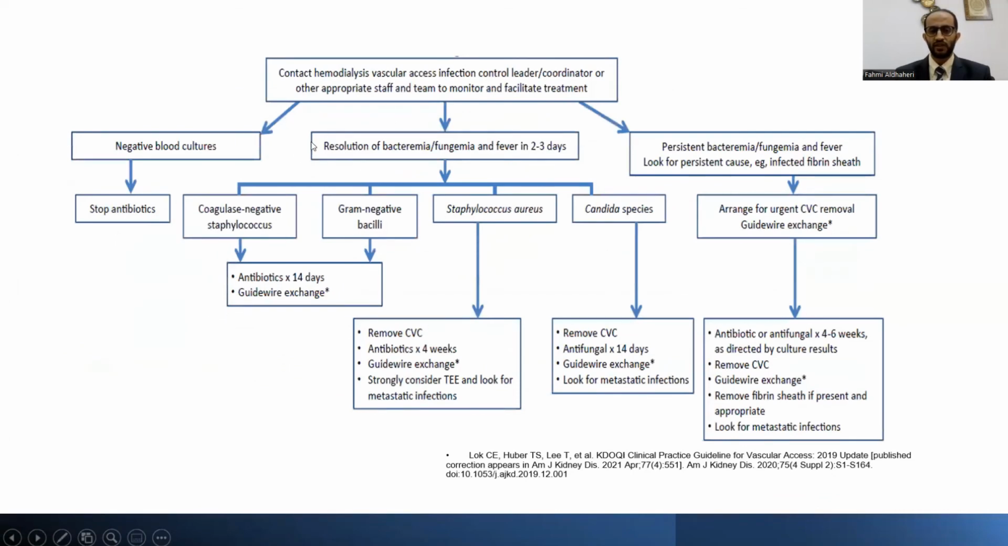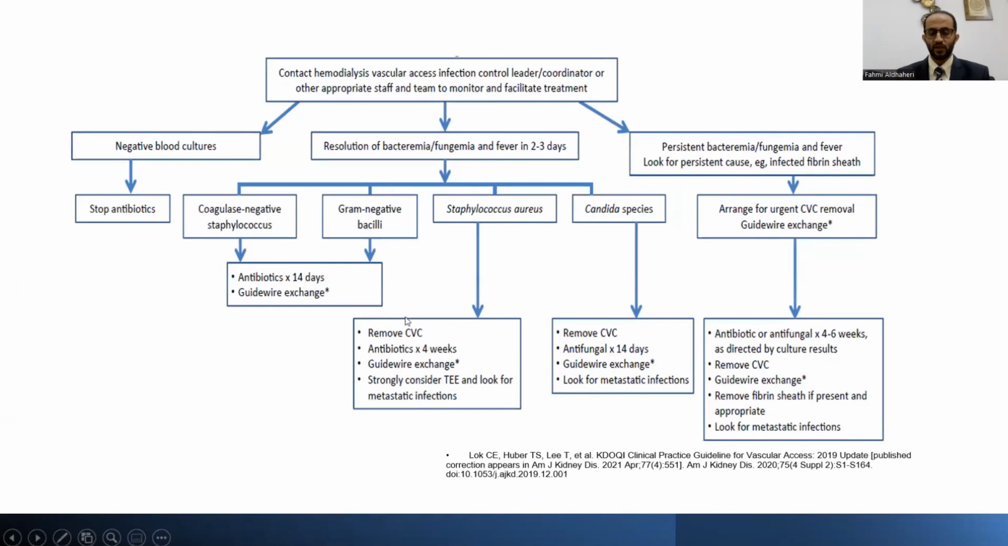Then, according to the culture result, if the blood culture is negative, stop all antibiotics. And now, according to the bacteremia, if there is documented resolution of bacteremia and fever, which indicates response to antibiotic after 2 to 3 days, then we modify the antibiotic according to the culture. If the patient grows coagulase-negative staph or gram-negative bacilli, we change the antibiotic according to the sensitivity and continue the antibiotic for 14 days, and we can consider exchange of the catheter over the wire because of the biofilm.